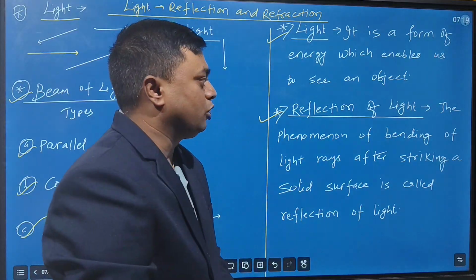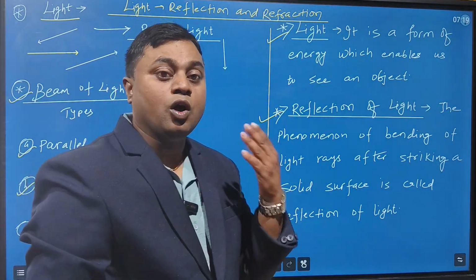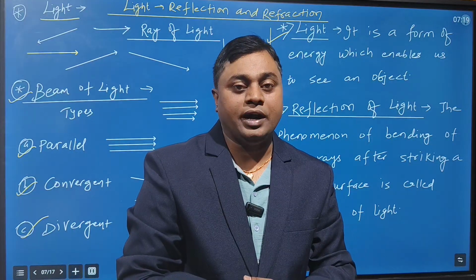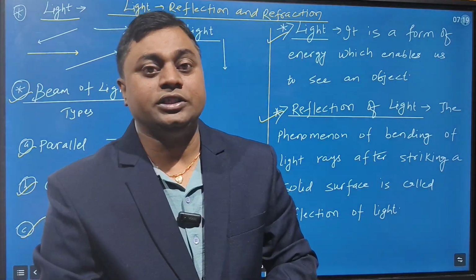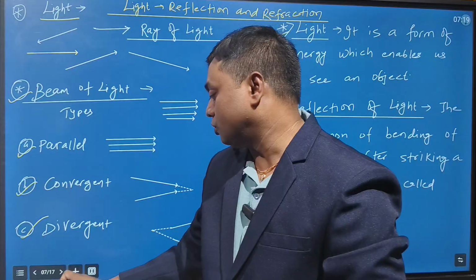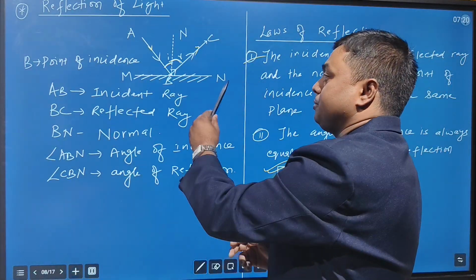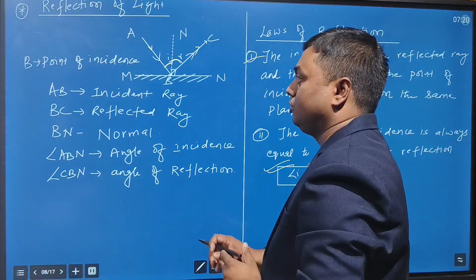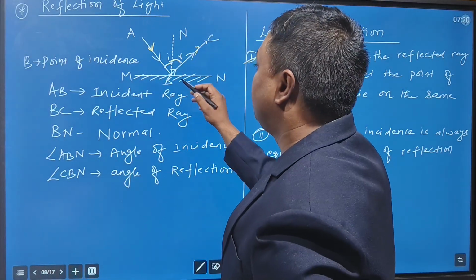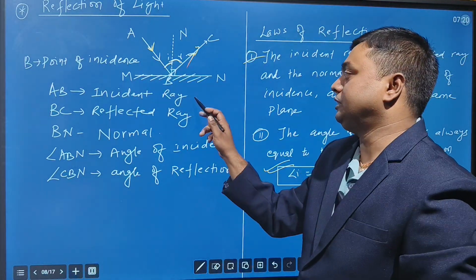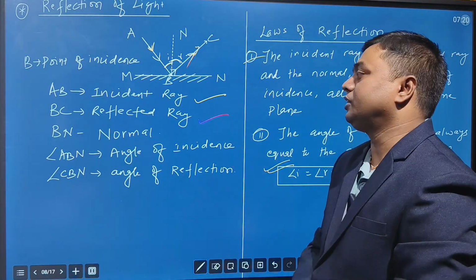We talk about reflection of light. What happens when light falls on the surface? It bounces back. This phenomenon of bouncing back of light ray after striking a solid surface is called reflection of light. Here you can see this is a reflection of light. MN is a mirror, AB is incident on this mirror. So the light ray will reflect back in this direction. So AB is called the incident ray, BC is called the reflected ray.